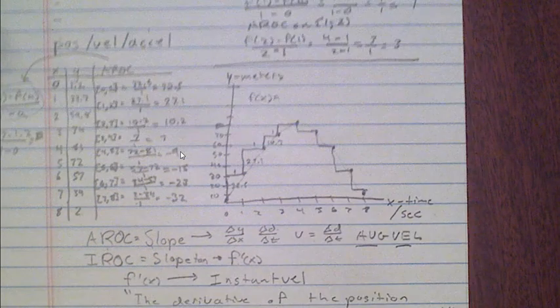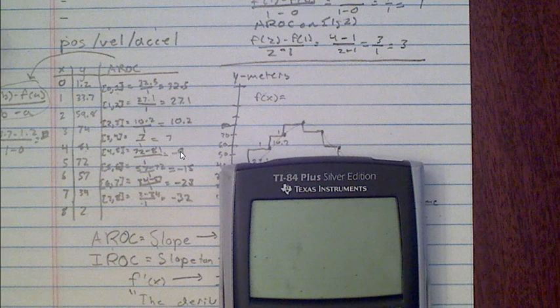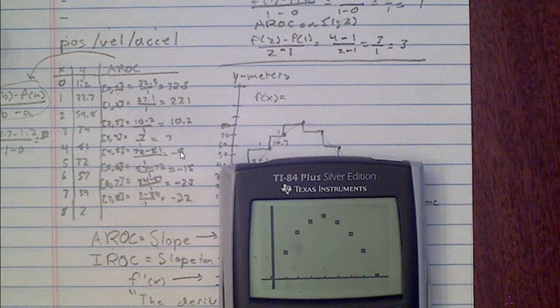Thankfully, we have a calculator, and you'll never be asked to do this again. But, or maybe, possibly, I want you to find a quadratic regression and find the function of this actual position function. So we're going to create an equation. The calculator does that.